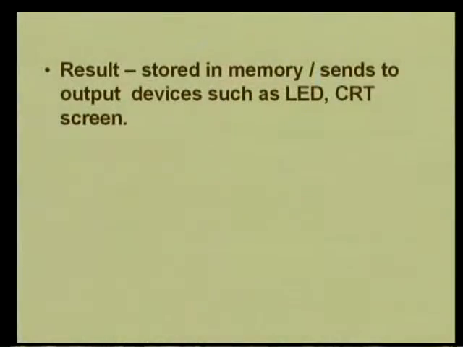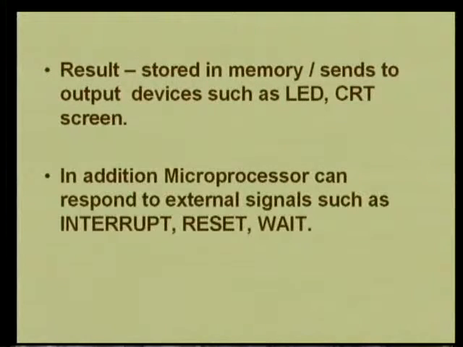After the completion of data processing, the result can either be stored in memory or it can be sent to any output device such as an LED or CRT screen. Not only these things, the processor can also respond to some external signals such as interrupt, reset, wait, etc., which we can study later.